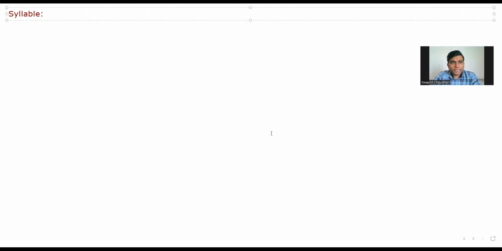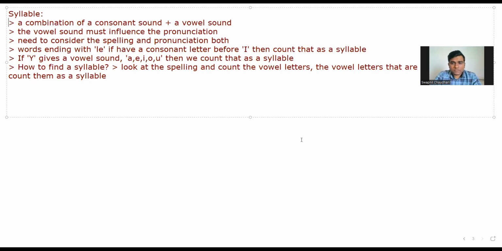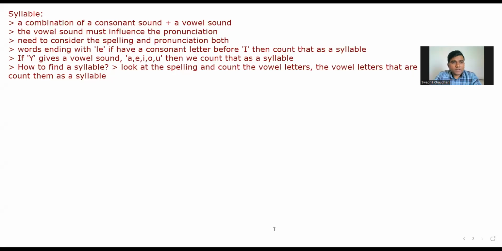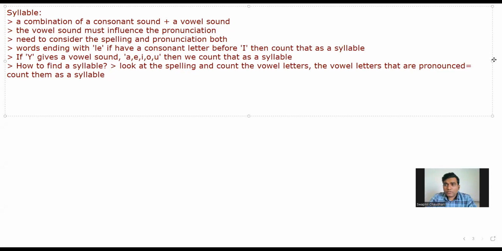Okay? So we can see what is a syllable. These are the possible definitions of syllable. Right, just give me a minute here. Okay, so you can see these are the possible definitions of syllable. In very simple words, I can say syllable is the combination of sounds.